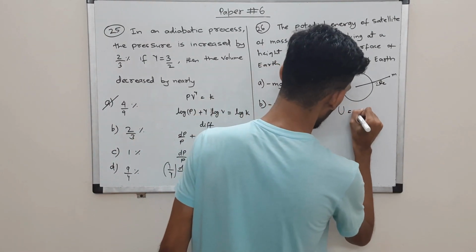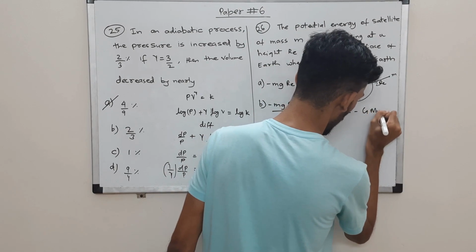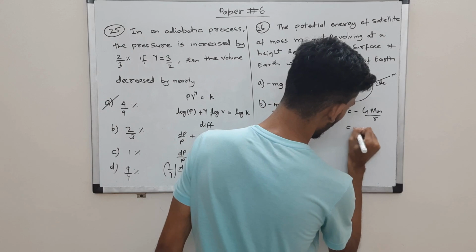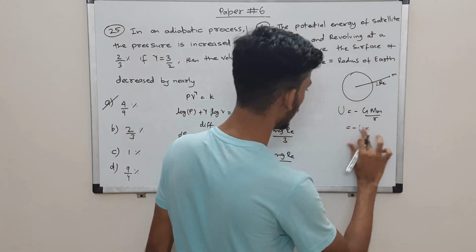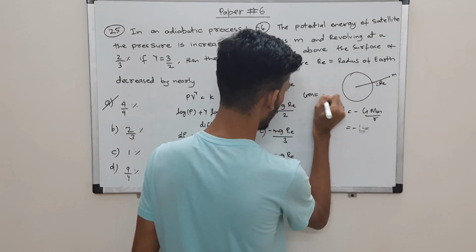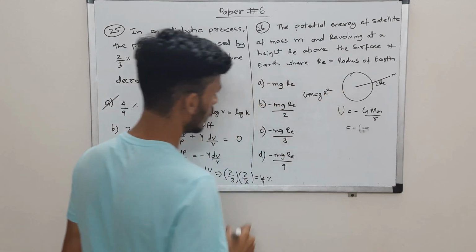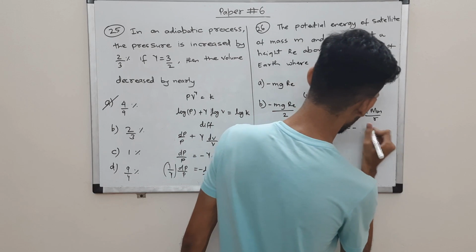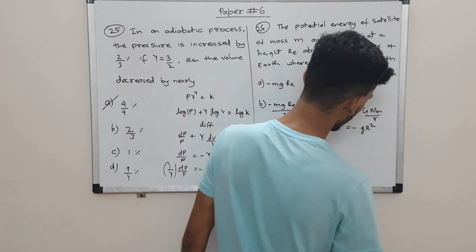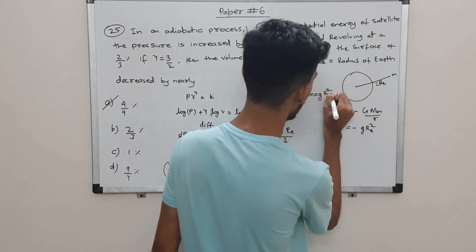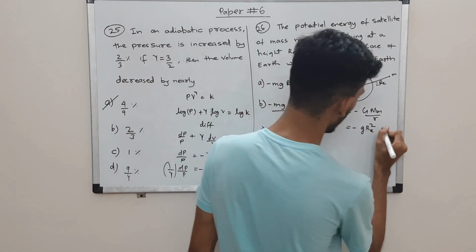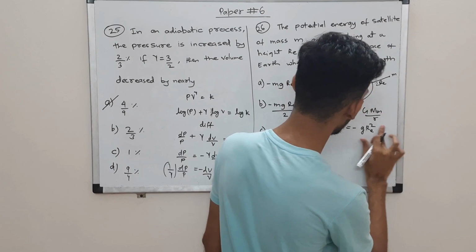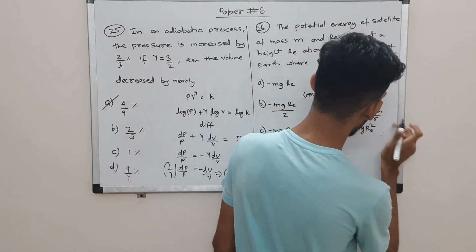Now it's very simple, it's minus GMm by r, where small r is the distance from the center. You can actually write GM as gR square, because everything is in terms of small g over here. So GM is gRe square, where Re is the radius of the Earth, and capital M is gone.